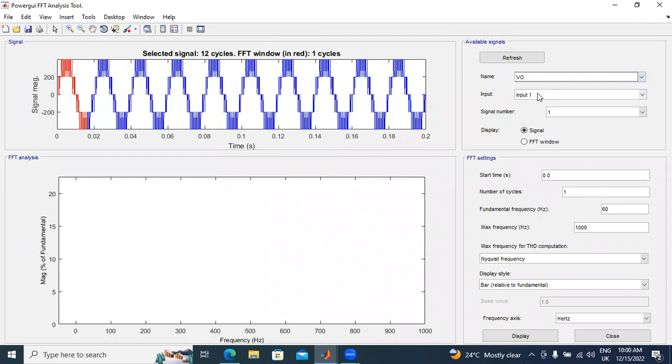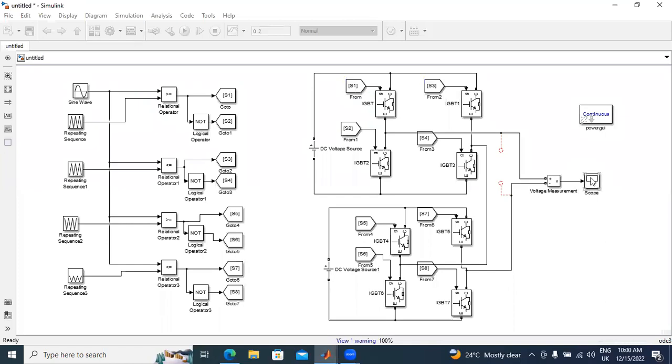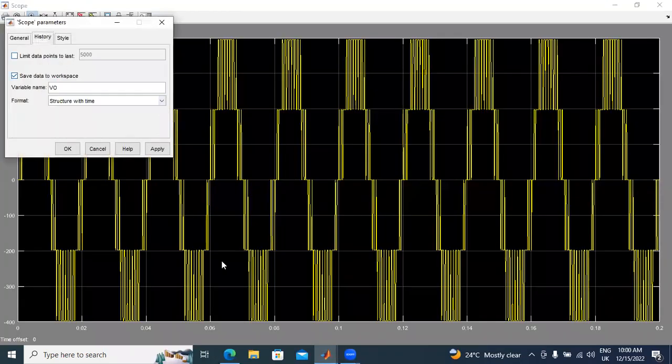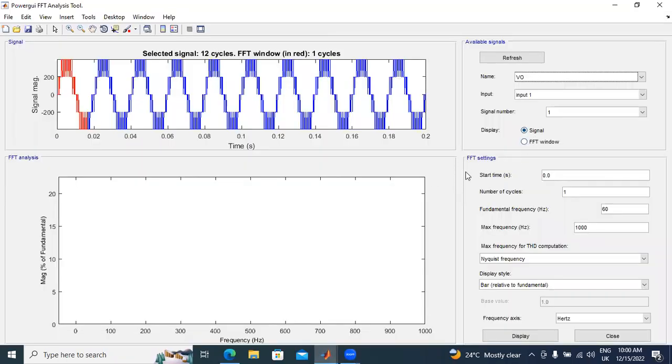Okay, here V0. Check what time saved in. Okay, I have V0. Now I will show here V0. In this V0, I will apply here 50 hertz frequency. Next, I will take here number of cycles 3. Number of cycles means here cycles.